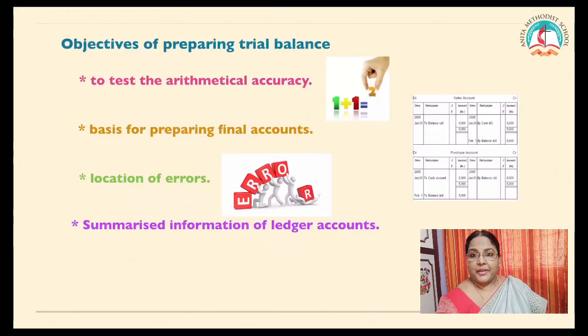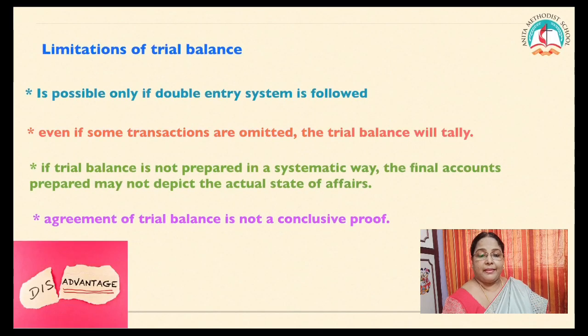Okay, the next one is objectives of preparing a trial balance. What is the necessity? Why does a trial balance have to be prepared? The first one is always to test the arithmetical accuracy. The trial balance is the basis of preparing final accounts. Locating the error. Sometimes the trial balance will not agree, so it gives us a chance to find out where the error is lying. And it is a summarized information of ledger accounts. Now these are the basic objectives of preparing a trial balance.